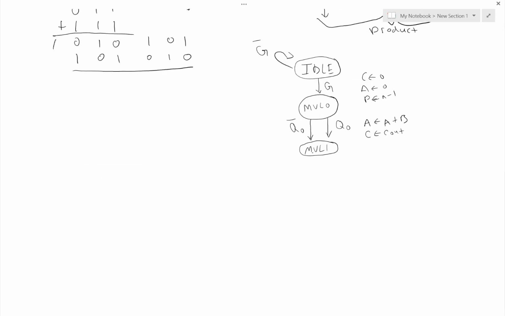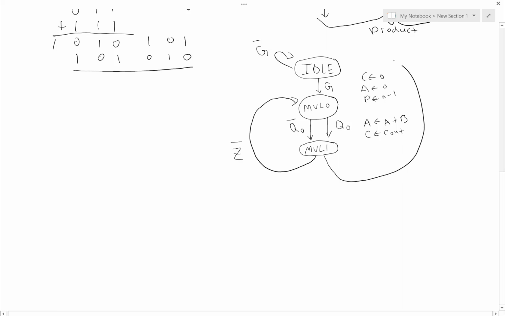Okay, so now in the second multiply state, mul1, I'm going to look at that Z signal to see if my counter has reached 0 yet. If it hasn't, then I'm going to just do the same thing all over again. But if it has reached 0, then I finish my multiplication and I'm going to go back to the idle state. In either case, in this mul1 state, this is also where we're going to do our shifting.